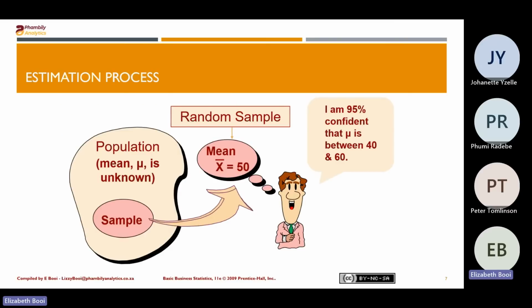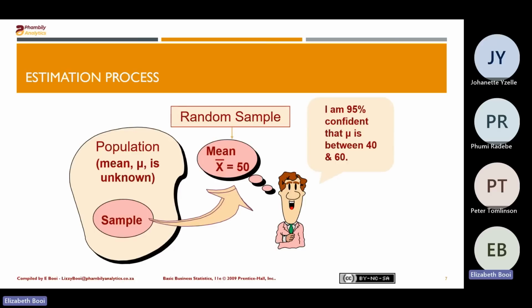So with an estimation process, remember, you get your population, you pull your sample, we take the point estimate from the sample, which is the mean, and then we do some calculations to find where the limits fall. If we have used a level of confidence of 95%, we can then say, I am 95% confident that the population parameter mean is between the value of 40 and 60.